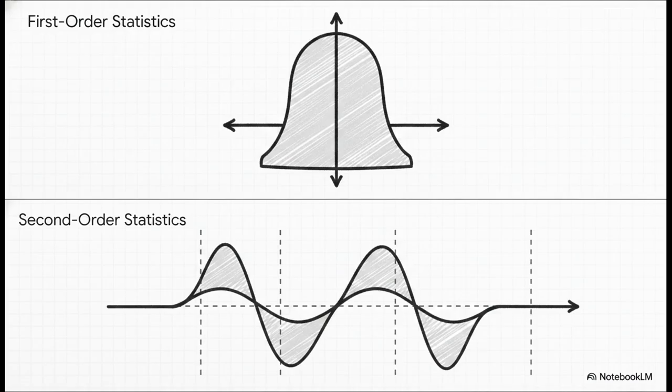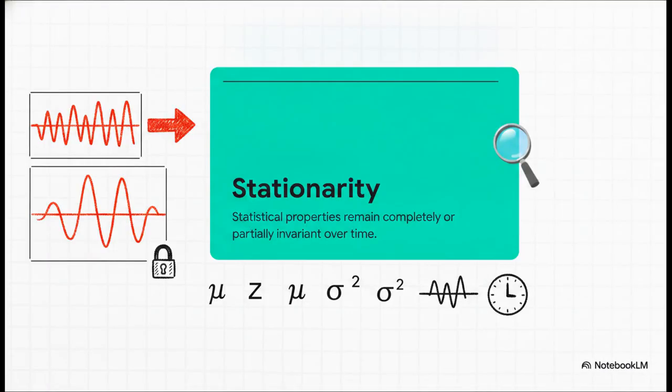But, and this is crucial, to really understand a dynamic signal, we absolutely need second-order statistics. This involves comparing the random variable at 2 completely different points in time. The core concept here is autocorrelation. Mathematically, autocorrelation equals the expected value of x of t1 multiplied by x of t2. And that equation is incredibly powerful because it tells us exactly how the past of a signal influences its own future.